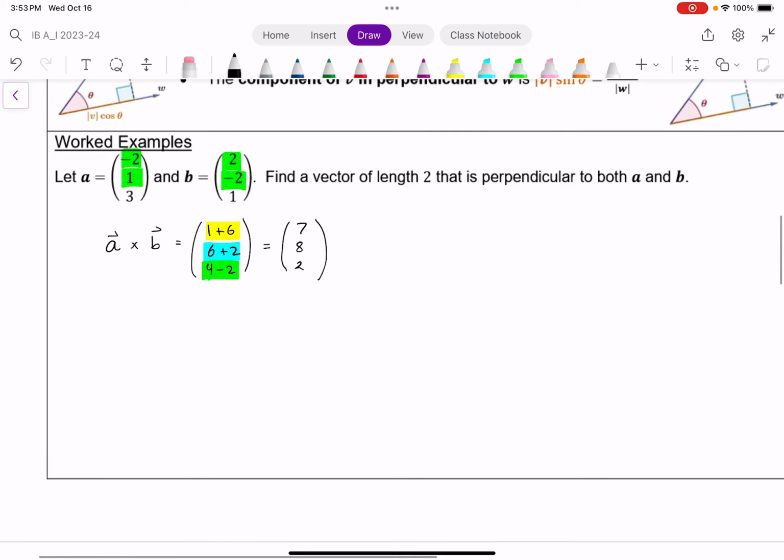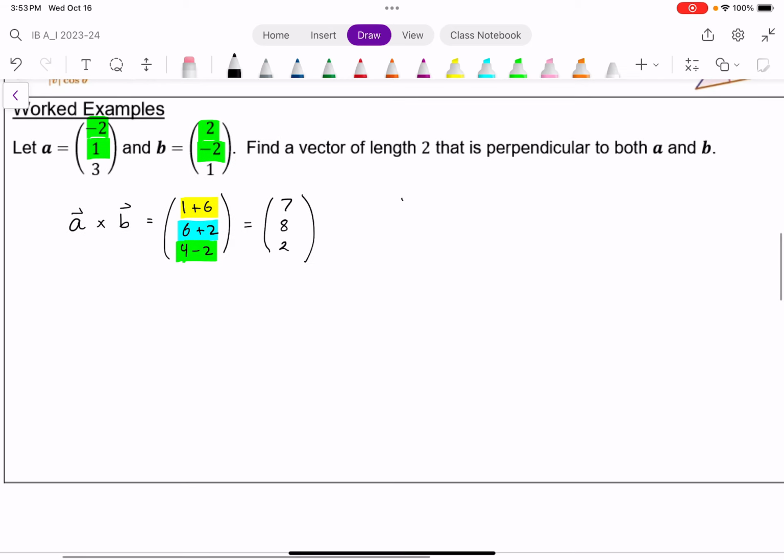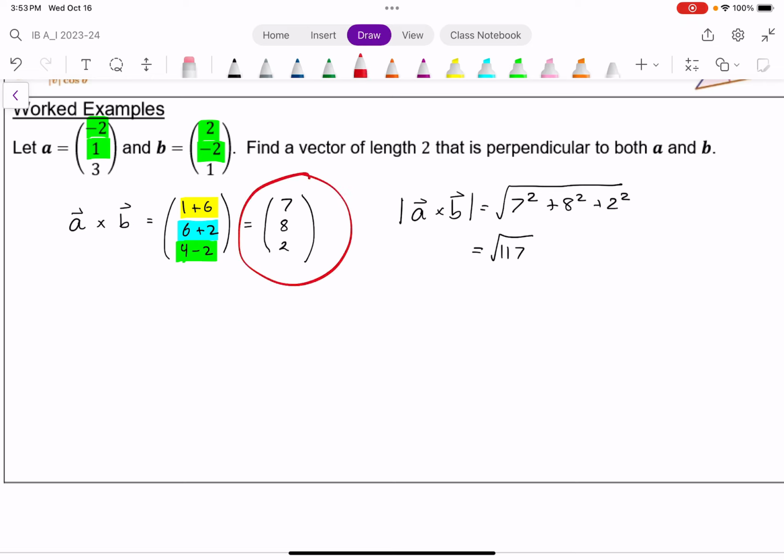All right, I want to find a vector, though, that is perpendicular to A and B, but has a length of 2. So if I look at this vector product right now, if I find the magnitude of A times B, it's probably not going to be 2. Magnitude is pretty straightforward, though. It's the square root of 7 squared plus 8 squared plus 2 squared, which in this case is root 117. Yep, not 2. And so how do I find a vector length that is exactly 2, but is still perpendicular to these? Well, I just need to take this vector here, and I need to scale it down so its length is not as much.